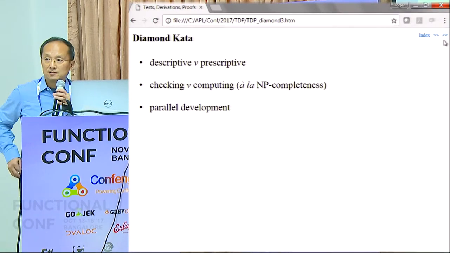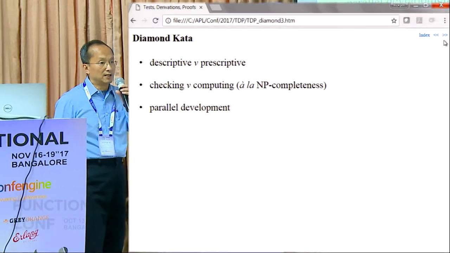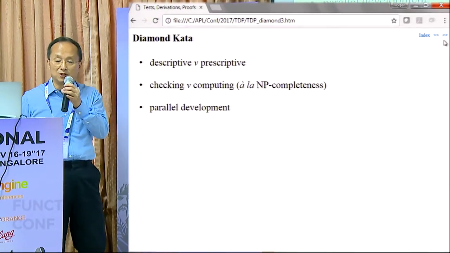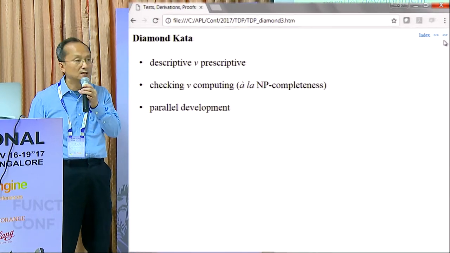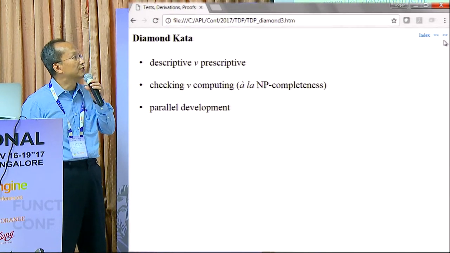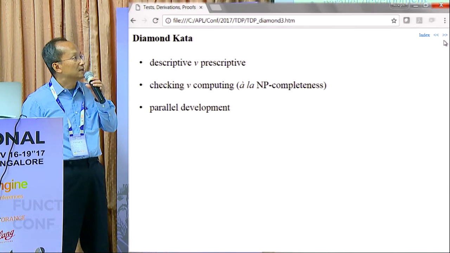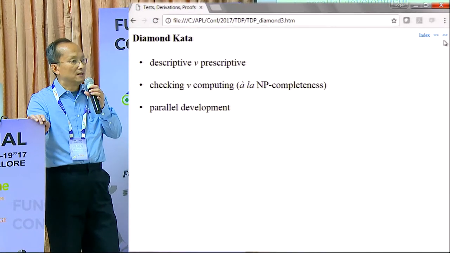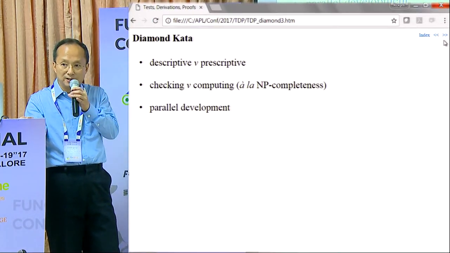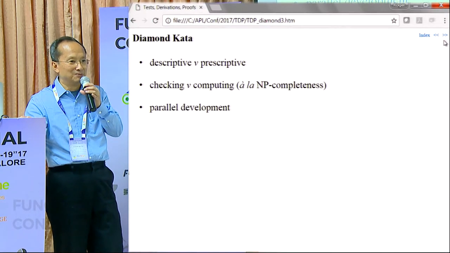For example, it's much easier to test that R is a root of a polynomial than to derive the root in the first place. And another example is that it's much easier to test that S is a solution to the NP-complete problem than to solve the NP-complete problem.